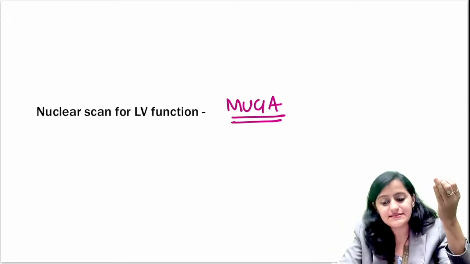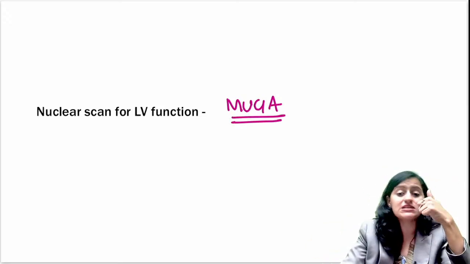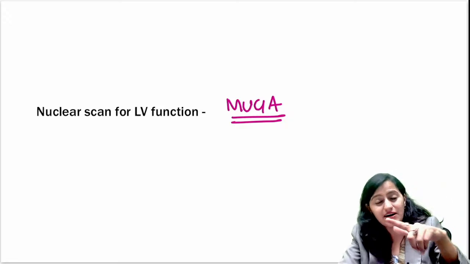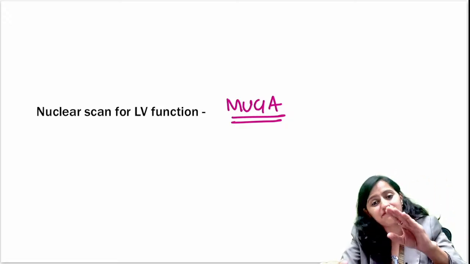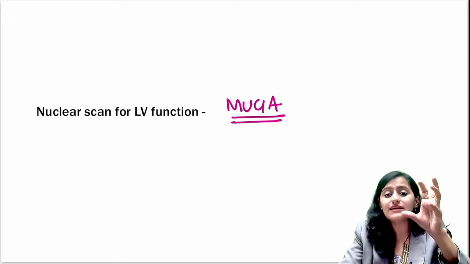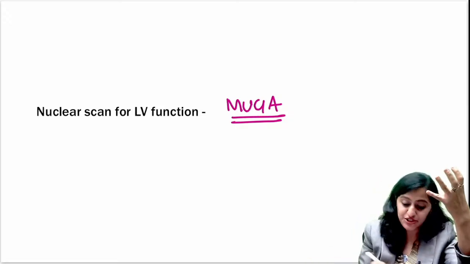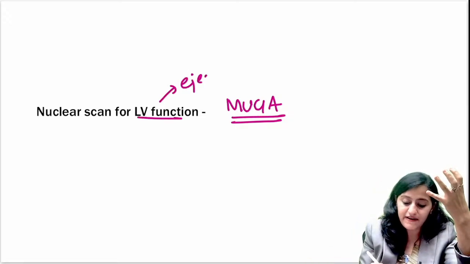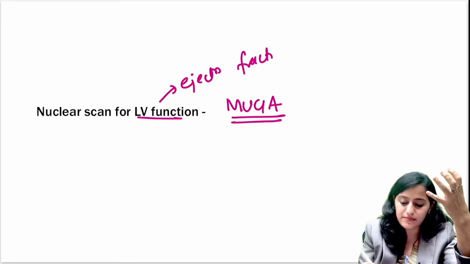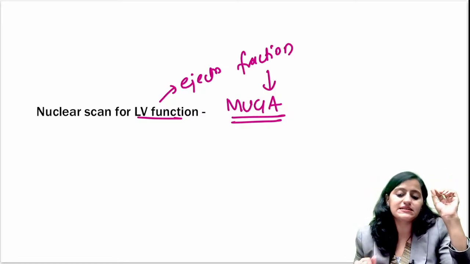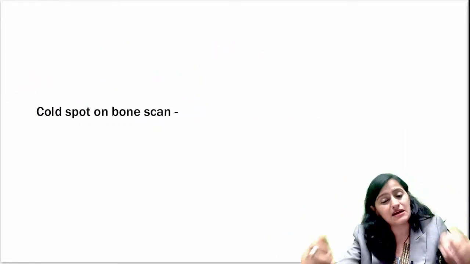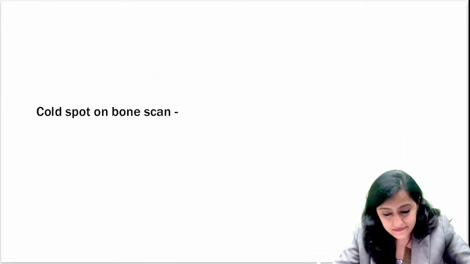Thallium scan helps you differentiate whether it is ischemia or infarct, a reversible defect or an irreversible defect. MUGA is what helps you measure the ejection fraction, which is the left ventricular function. MUGA stands for multiple gated acquisition. We use RBCs here.